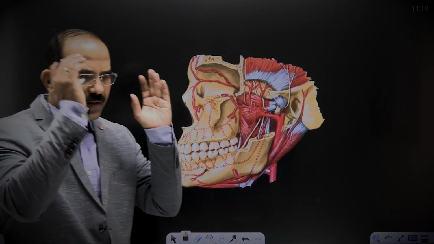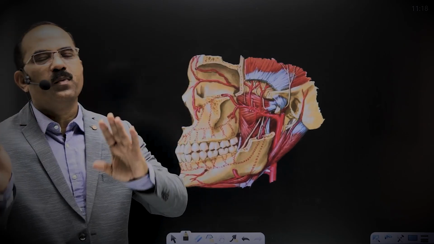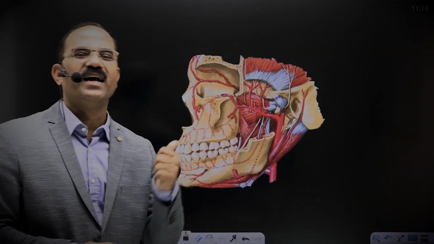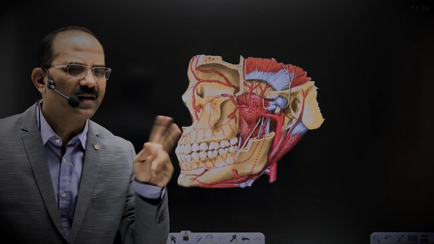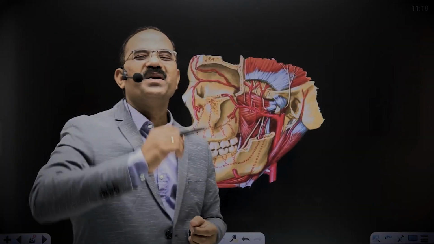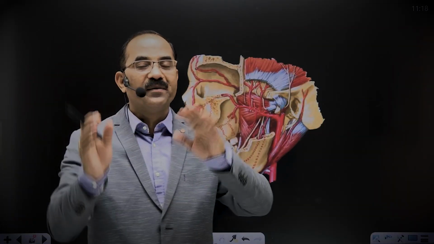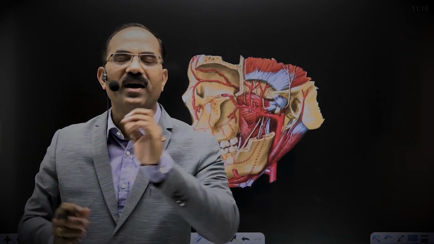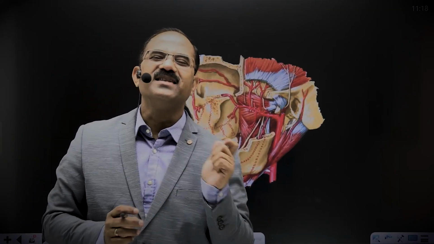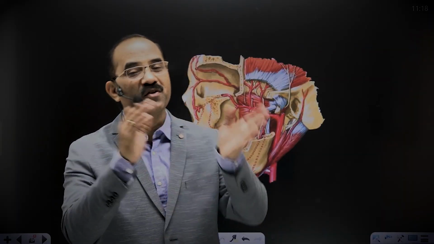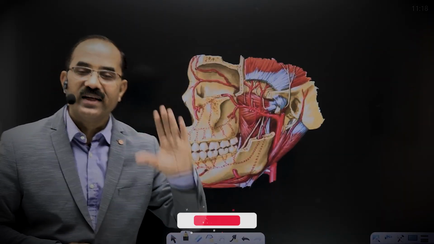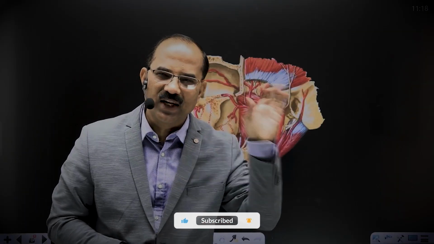Clear? So maxillary artery is divided into three parts by whom? Lateral pterygoid. Any other artery divided into three parts? Any guesses? The subclavian artery. Students, the subclavian artery is also divided into three parts by a muscle, the scalenus anterior. So subclavian artery is divided into three parts by the scalenus anterior, and maxillary artery by the lateral pterygoid.